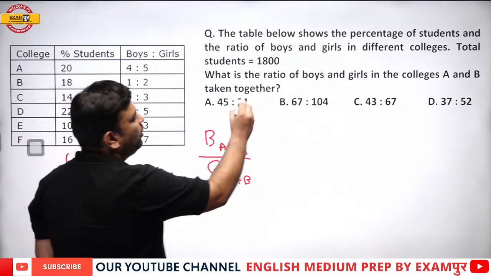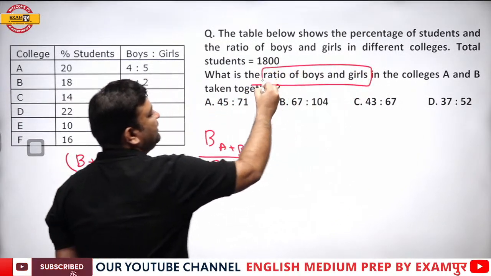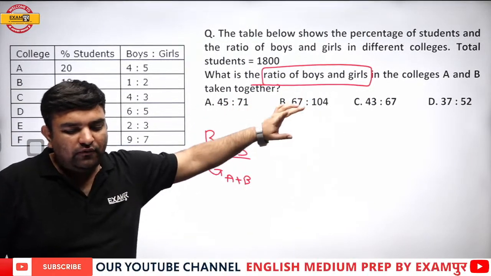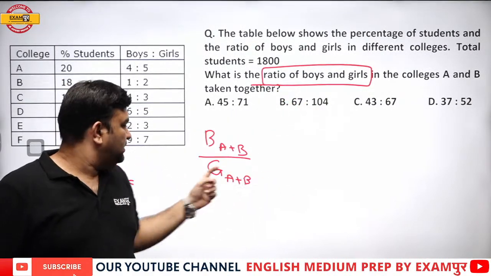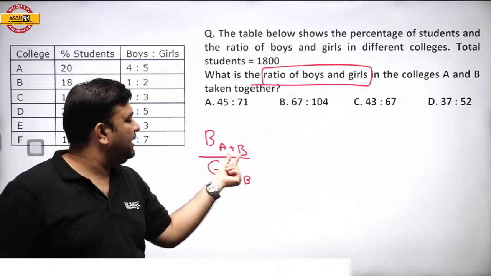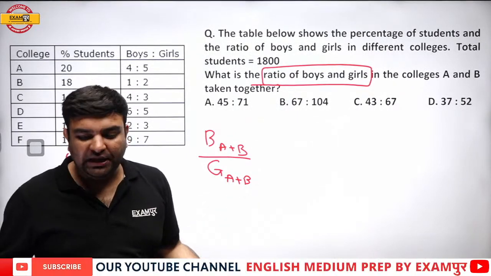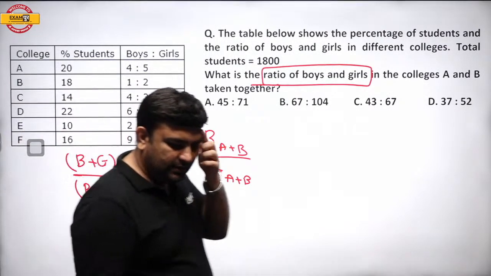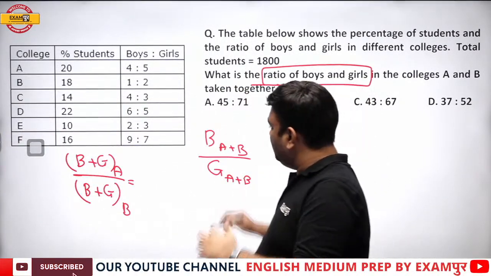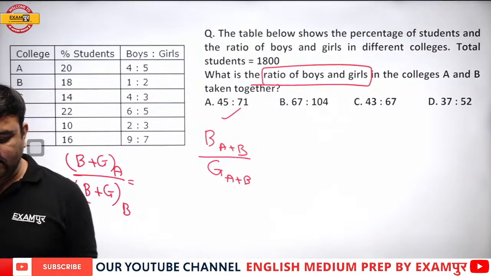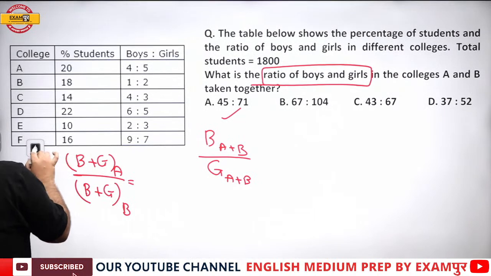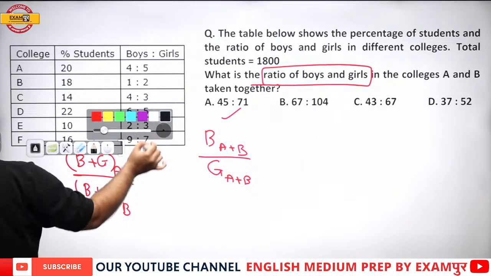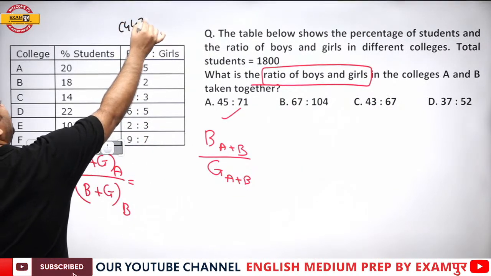What is the ratio of boys and girls? So ratio is written with boys and girls. That is, you have to take the ratios of boys and girls. So boys and girls in A and B together. Which interpretation is correct? This interpretation is correct: boys in A plus B upon girls in A plus B. That is your CGL 2023.